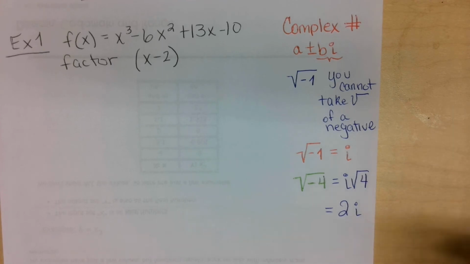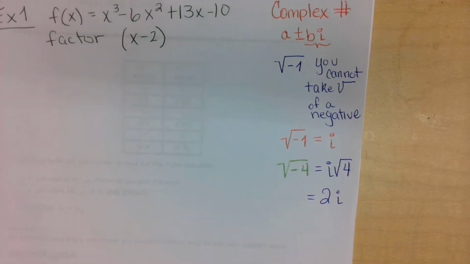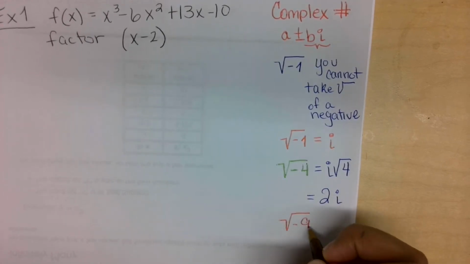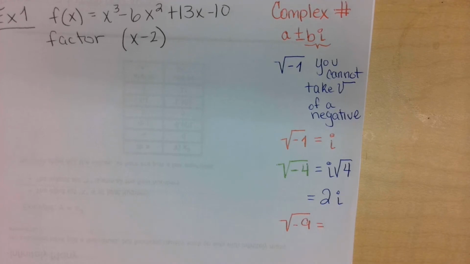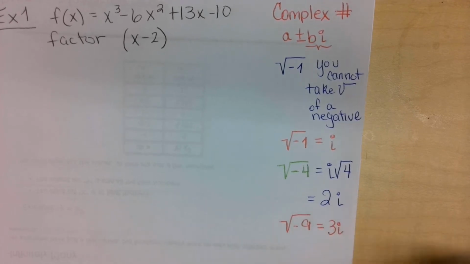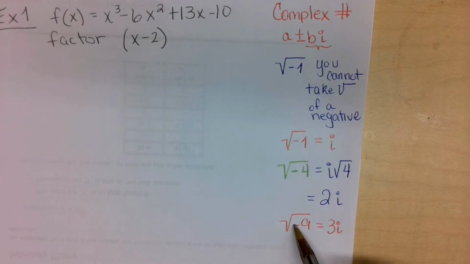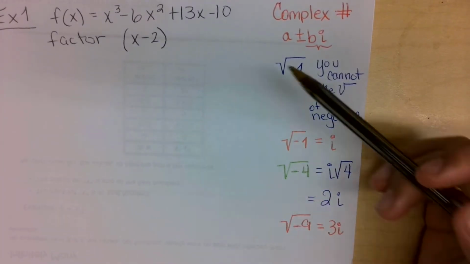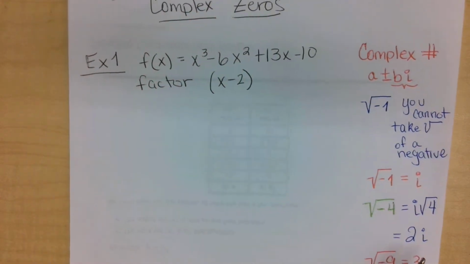Just one more example. So think about the square root of -9. What's the answer going to be? It's going to be positive 3i. Again, because the negative gives us the i, and the square root of 9 gives us the 3. All right, so now that we reviewed how complex numbers arise, let's go ahead and try this example.